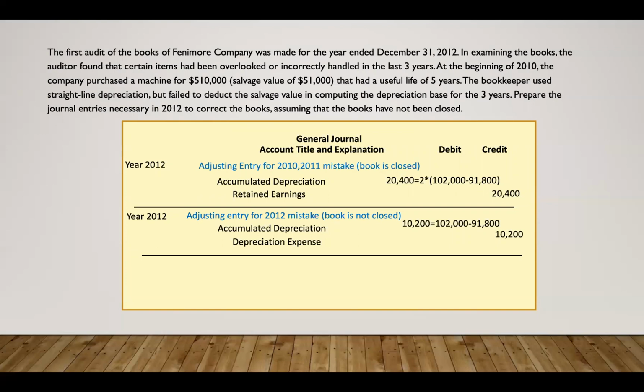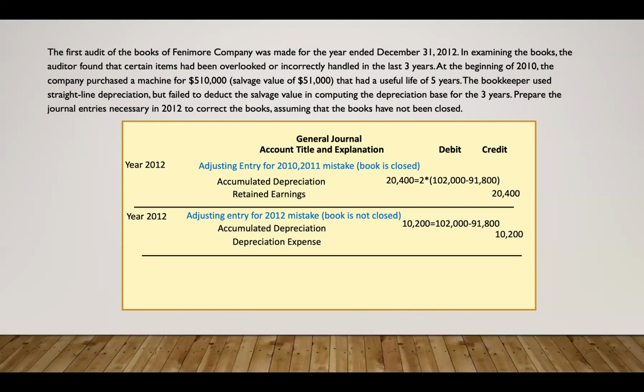And we know the depreciation expense was overstated due to the mistake. When you overstate the depreciation expense, you understate income, and you understate the retained earnings. Therefore, to fix it, you have to increase retained earnings by crediting retained earnings. So here we credit retained earnings 20,400. And then we need another account from the balance sheet. The related account is accumulated depreciation. That's why we debit accumulated depreciation 20,400, and we credit retained earnings 20,400.